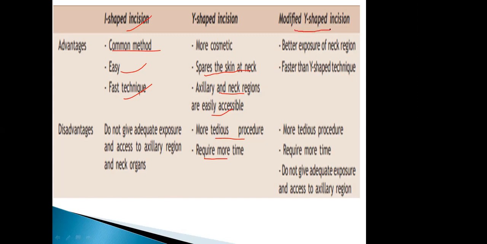And the modified Y-shaped incision helps to expose the neck region. It is faster than the Y-shaped technique. The disadvantages are that it is a more tedious procedure, requires more time, and does not give adequate exposure to the axillary region. These are the advantages and disadvantages of the three different types of incisions.